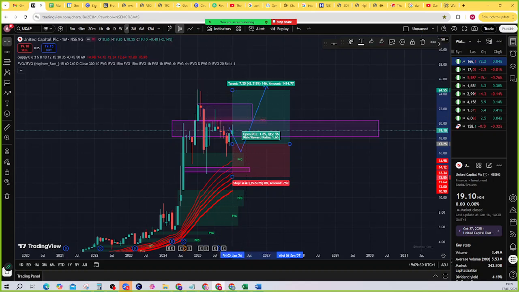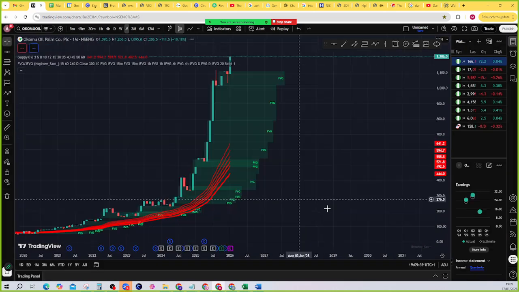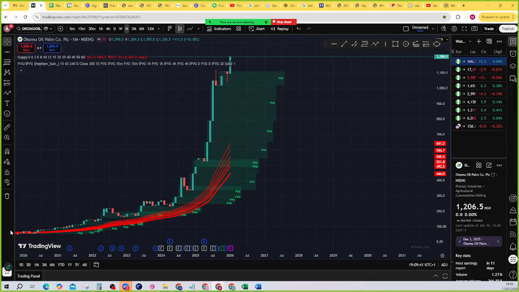Jaiz Bank, have checked that. Okomu, have I checked Okomu? I think so. I think yes. I think so. Yes, Okomu is a breakout. BUA Cement, I've checked that. Which one is better, MTN or Airtel? I think MTN is still better.